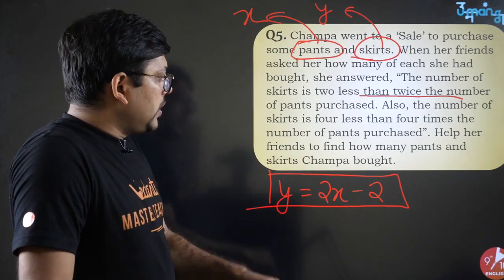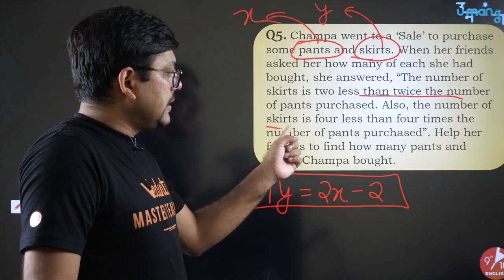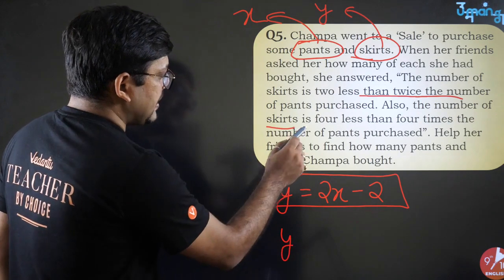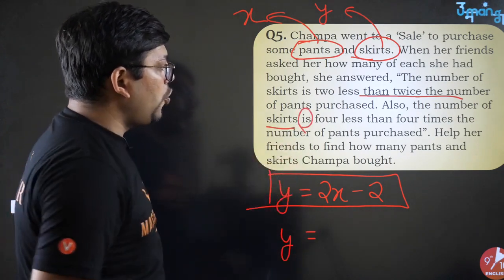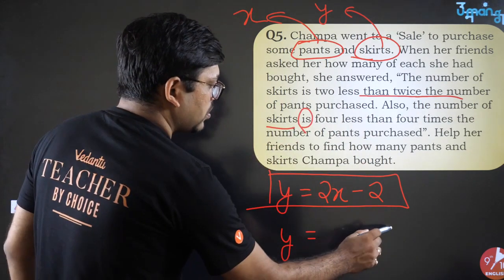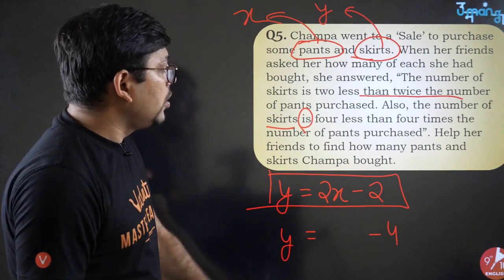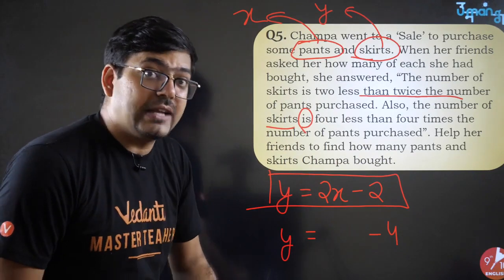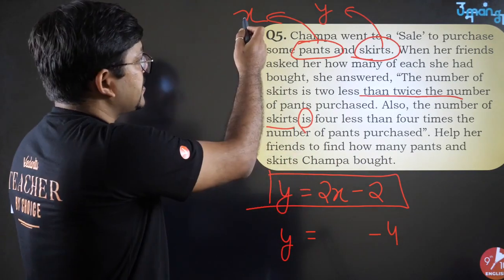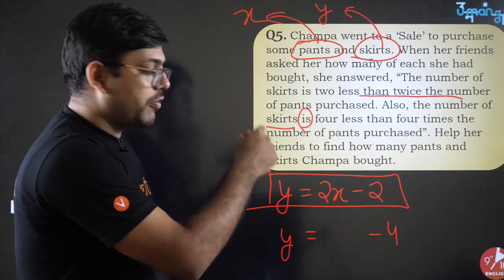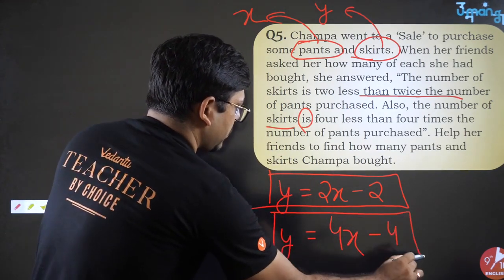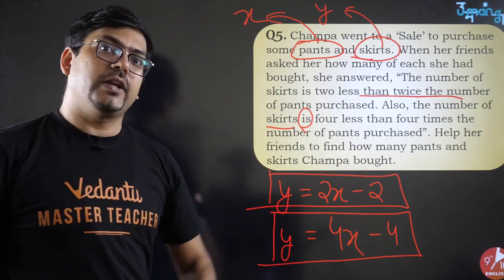Now also the number of skirts is, what is the number of skirts? Again y. The number of skirts is equal to 4 less than, means minus 4, 4 less than 4 times the number of pants she purchased. If this is x number of pants, then 4 times it means 4x. So y equals 4x minus 4, isn't it? So we have got the second equation also.